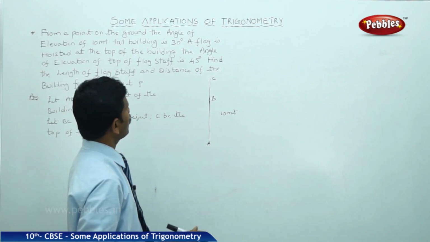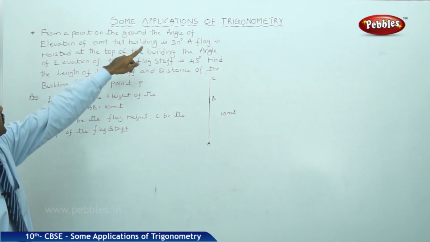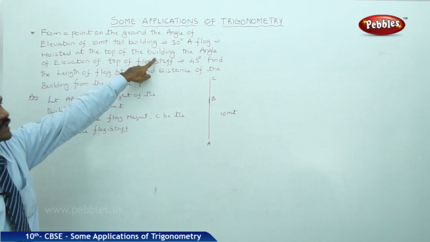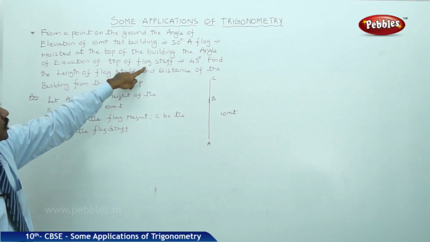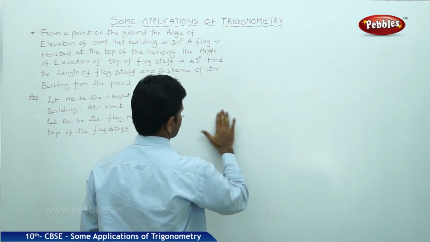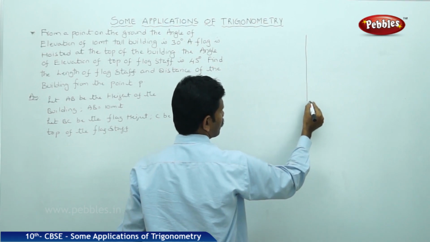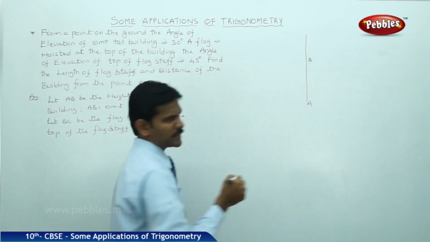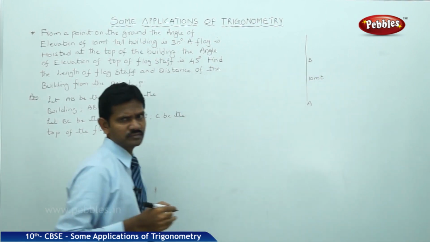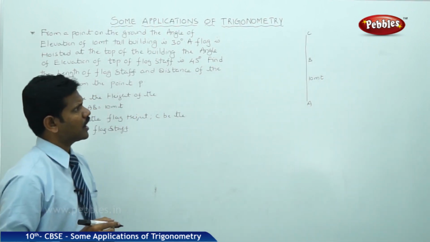Now after that, the angle of elevation of a 10 meters tall building is 30 degrees. A flagstaff is hoisted at the top of the building. The angle of elevation of the top of the flagstaff is 45 degrees. Now let us see the diagram. Let AB be the height of the building, which is 10 meters in height, and BC be the length of the flag and C be the top of the flagstaff.